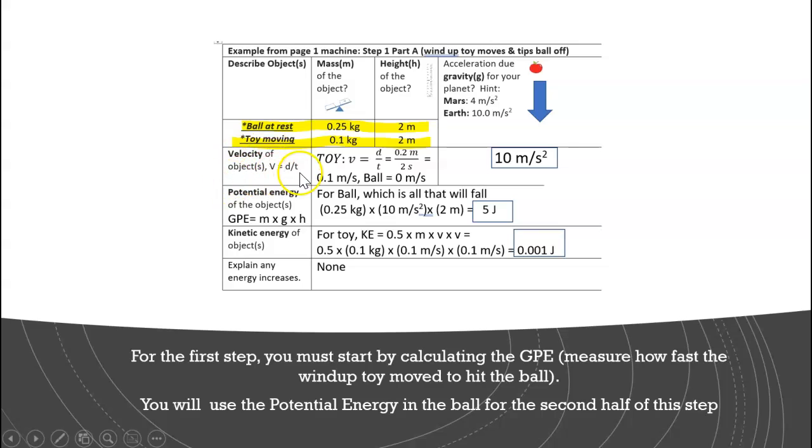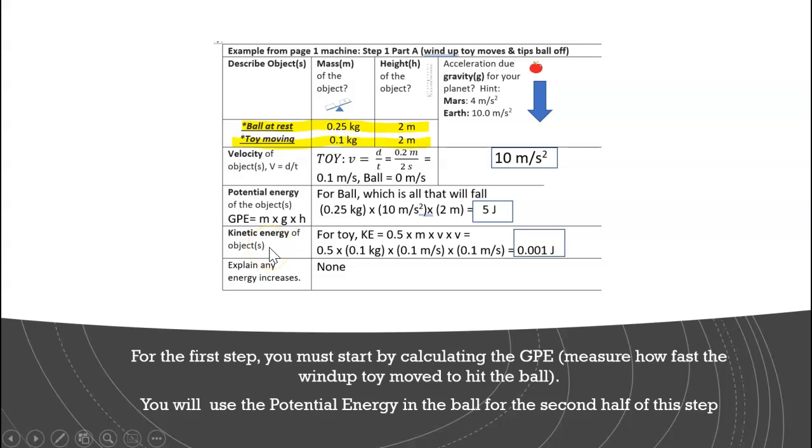So first we're going to calculate the velocity of the objects. The velocity of the toy, because the toy is moving, it traveled 0.2 meters in 2 seconds, which gives us 0.1 meters per second. The ball is not yet moving, so it's at 0 meters per second. Potential energy. So the toy is going to hit the ball, and the ball will fall. The potential energy of the objects, which is the ball because it has the gravitational potential energy, is 0.25 kilograms times the 10 meters per second squared for gravity times the 2 meters that the ball is going to fall, which gives us 5 joules.